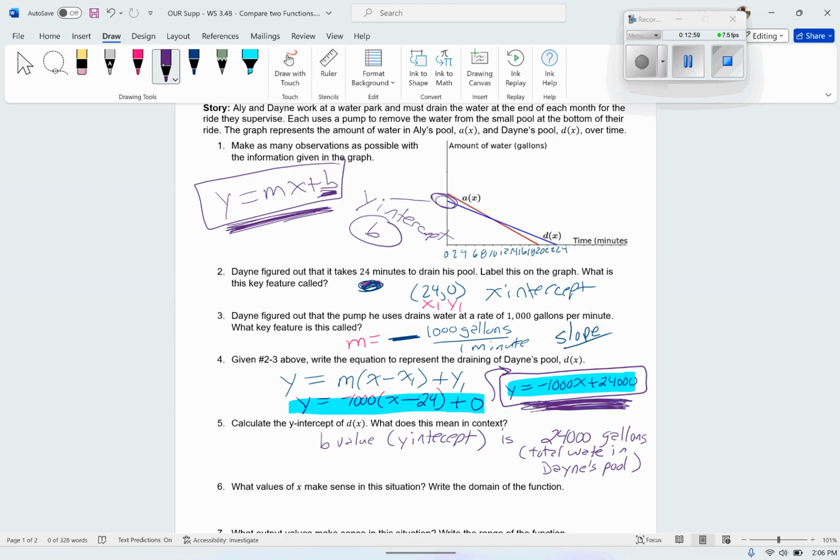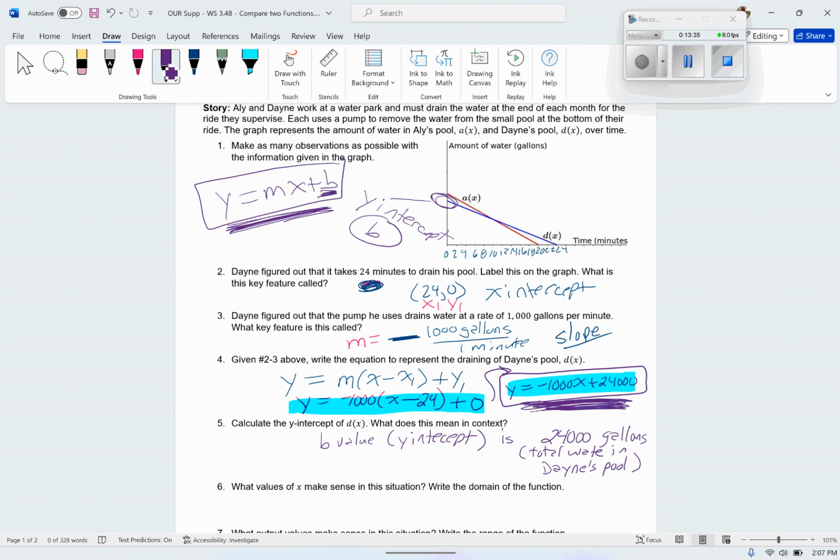And then we found the b value, the y-intercept, because we created Dane's equation as y equals negative 1,000x plus 24,000. So we found that the y-intercept, the b value of y equals mx plus b, where it crosses the y-axis, is 24,000. So before he started draining the pool, there were 24,000 gallons of water in that pool. Okay. I think I'm caught up on this problem. What do you think?